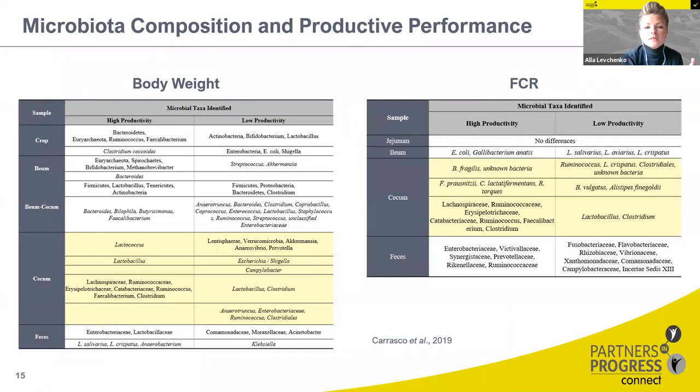So we have looked at seasonal effects. We have looked at the maturation and age, and also at the effect of medication. On the current slide, I included the summary of findings from several studies about the bacteria type characteristic for high or low performance.